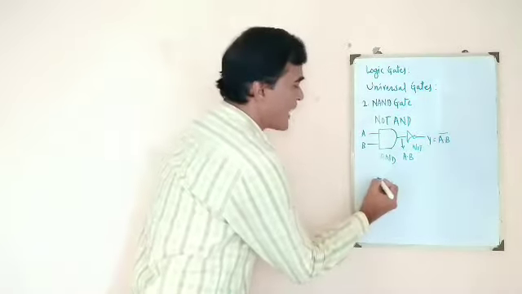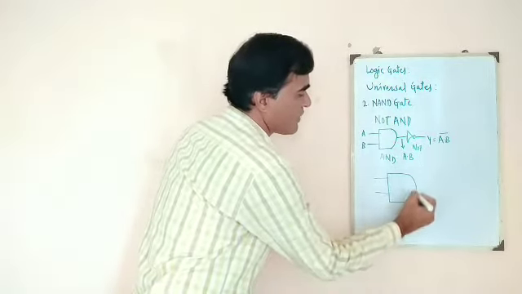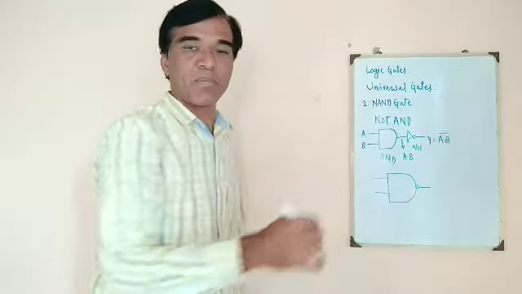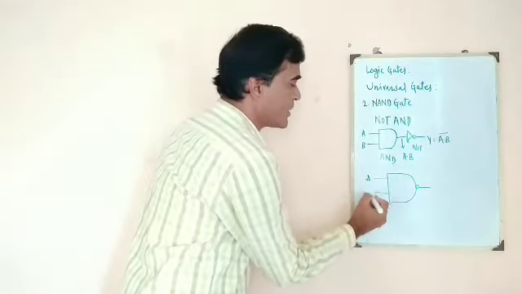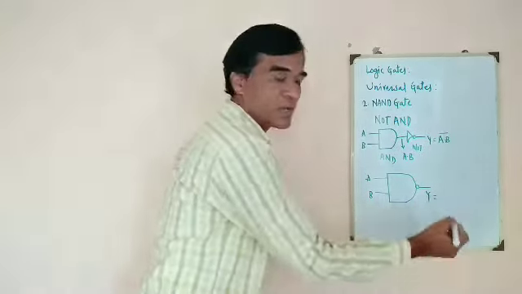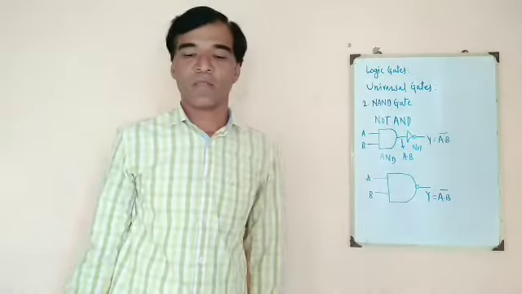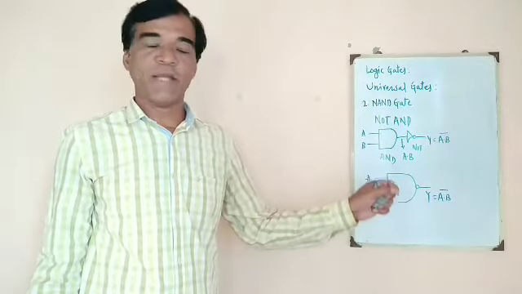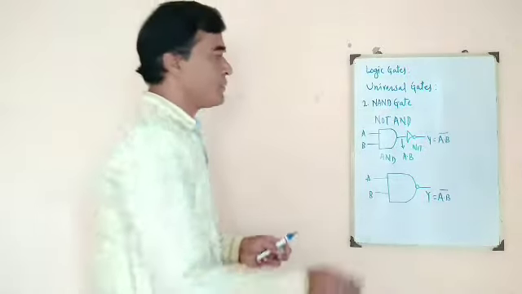The symbol for NAND gate is the same as that of the AND gate. We need to add a bubble, that is inversion. A bubble usually indicates a complement or inversion. And this is nothing but the symbol for the NAND gate, where the logical equation is (A dot B) complement. The logical expression for NAND gate is Y is equal to (A dot B) complement. Right?